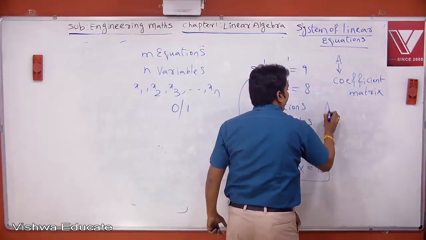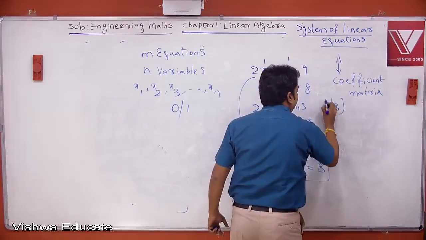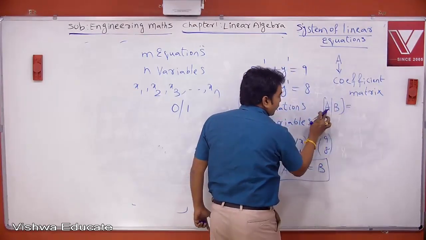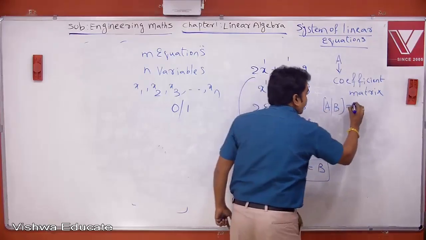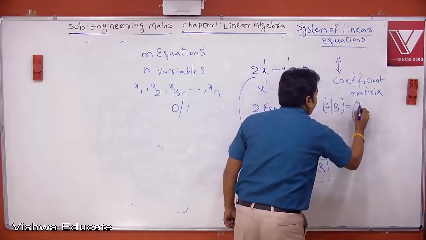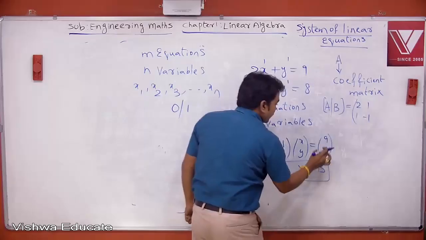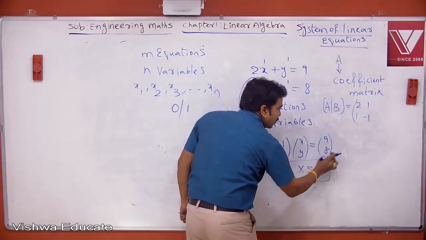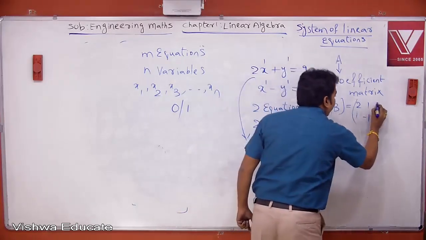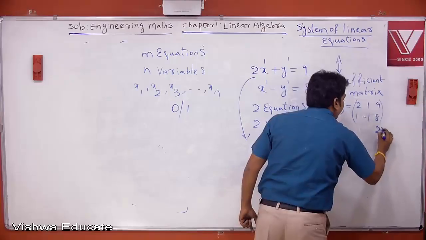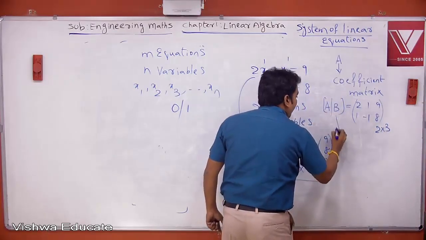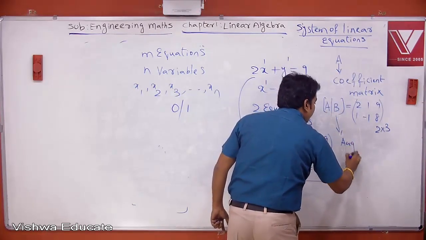And we define another matrix, that is A slash B. This is not multiplication. First write matrix A and then matrix B. Matrix A is 2, 1, 1, minus 1. Just introduce the column of B at the end of A. This is 9, 8. The size is 2 by 3. And this matrix is called augmented matrix.